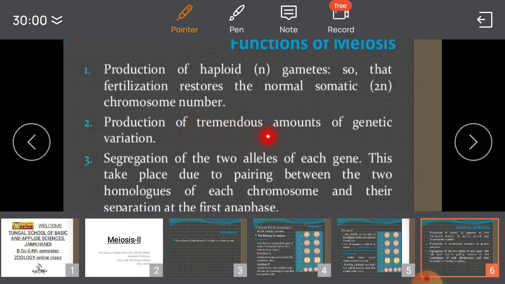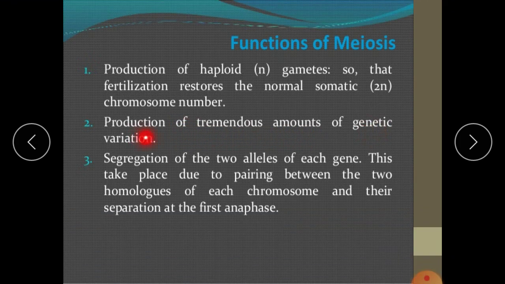Production of tremendous amounts of genetic variation. Genetic variation occurs during meiosis because during the pachytene stage crossing over takes place. As a result, the paternal as well as maternal genes are aligned on the same chromatid. Segregation of the 2 alleles of each gene takes place due to pairing between the 2 homologs of each chromosome and their separation at the first anaphase.